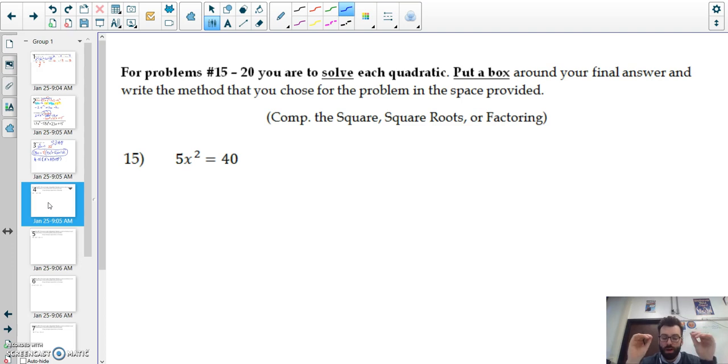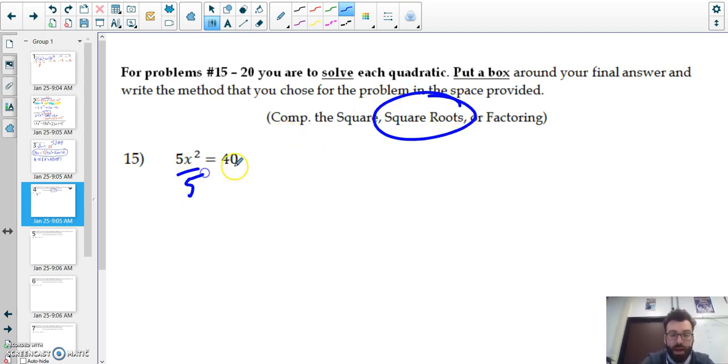We're trying to help you identify when to use each of these methods. If I'm looking at this problem, all I have is an x squared term and a constant isolated on the side of the equal sign. If this happens, might as well use the square root method. So that's the method I would put in that line.